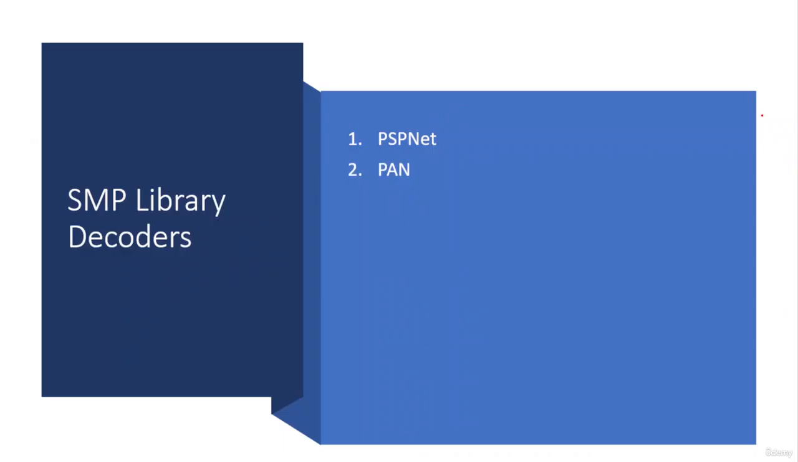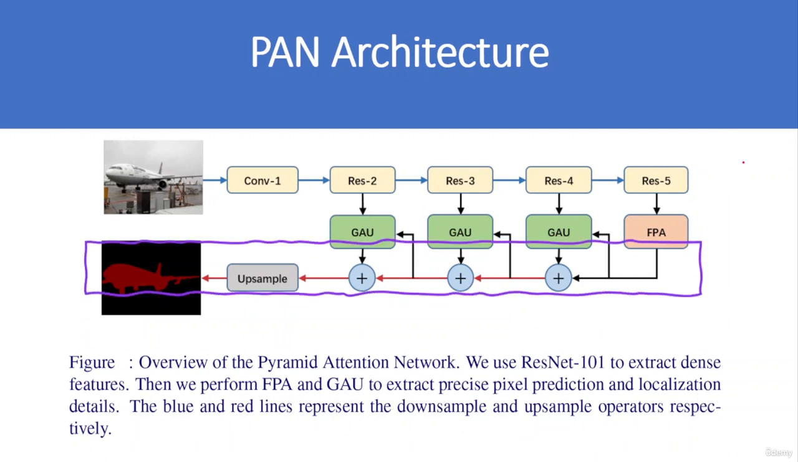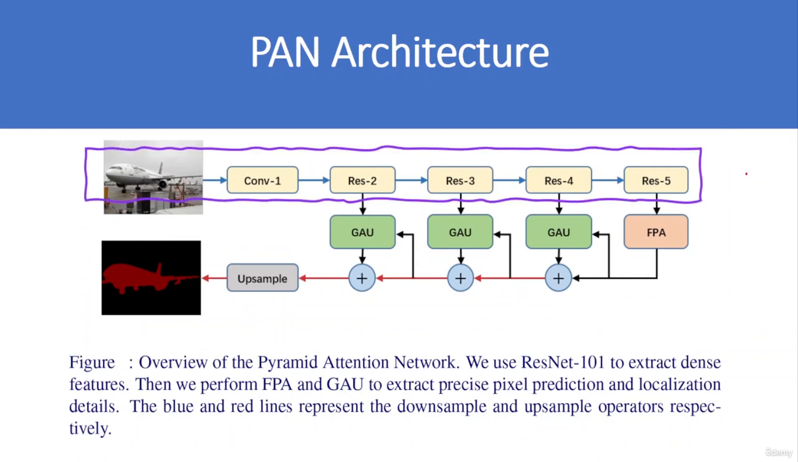The second decoder is PAN, or Pyramid Attention Network. Here is the overview of the full PAN, or Pyramid Attention Network, architecture with encoder and decoder. Here is the encoder part in the PAN architecture. Here you can see it in the purple box. Let's represent it with E as it's the encoder. The PAN architecture is also using the pre-trained ResNet architecture in the encoder part.